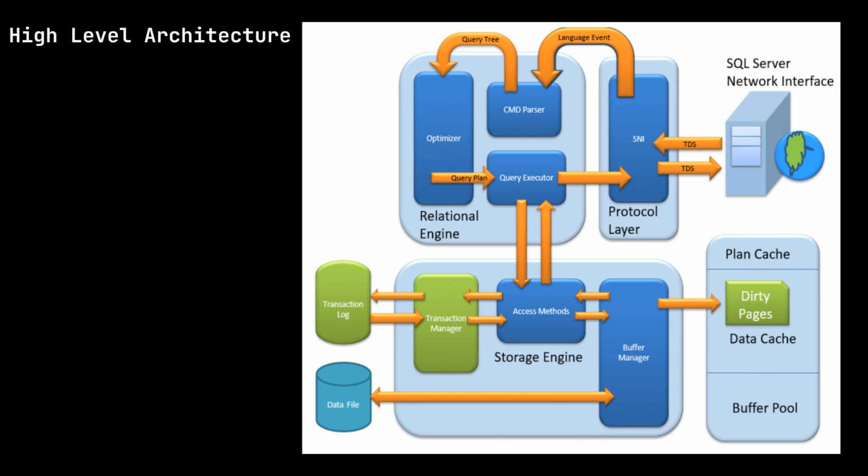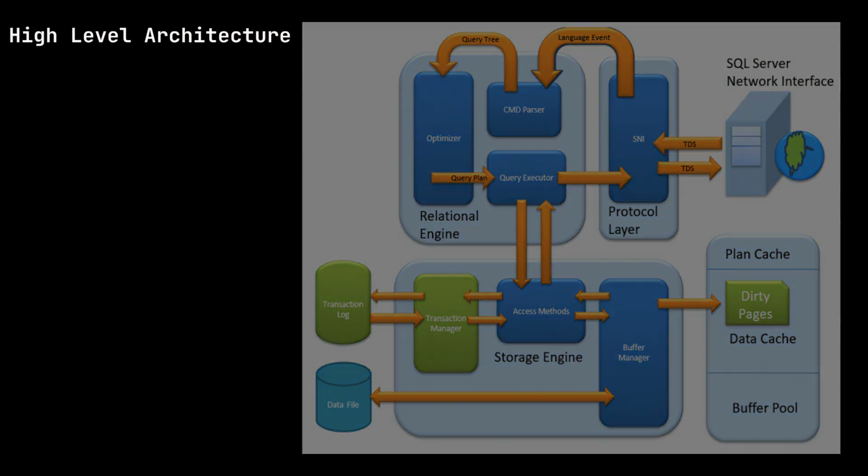Finally, results flow back up, from the storage engine to the executor, through the protocol layer, and back to the client. The key takeaway is this: a relational database is a layered system where each layer has a single responsibility: parsing, planning, execution, storage, and durability, working together to guarantee correctness even under concurrency and failures.